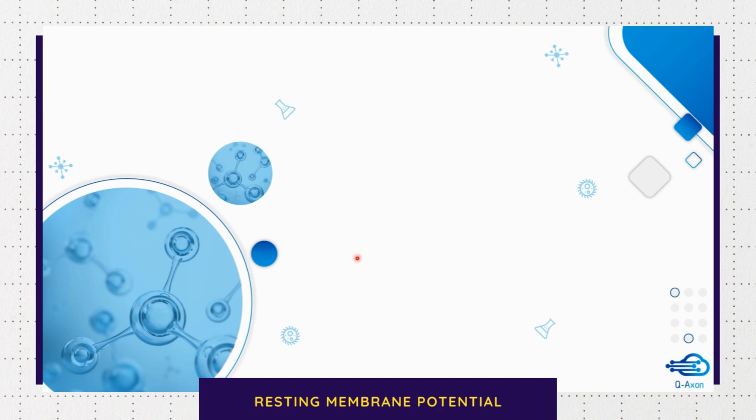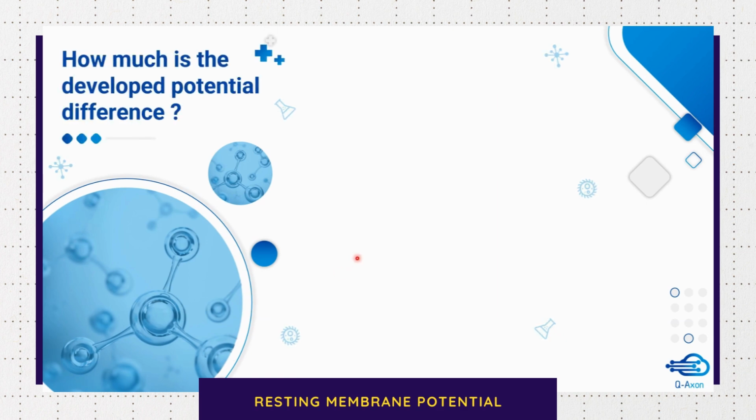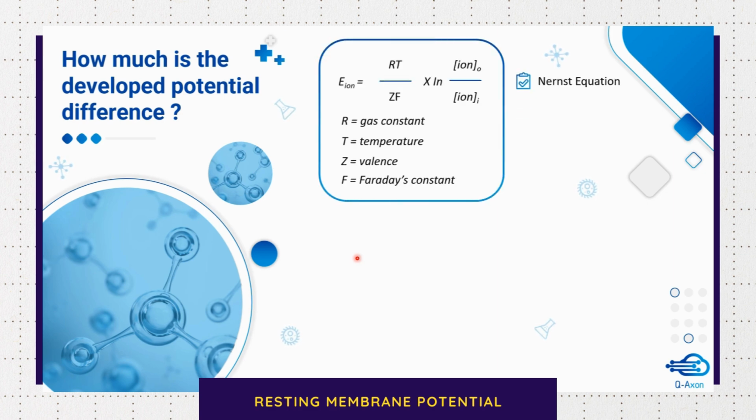So how much is the developed potential? Can we determine that? Yes, we can determine that by using an equation known as the Nernst equation. For that, we need to know the concentration of the ion outside and the concentration of the ion inside the membrane, and it is defined as RT by ZF into log of concentration of ion outside divided by concentration of ion inside the cell, where R is the gas constant, T is absolute temperature, Z is the valency of the ion, and F is Faraday's constant.